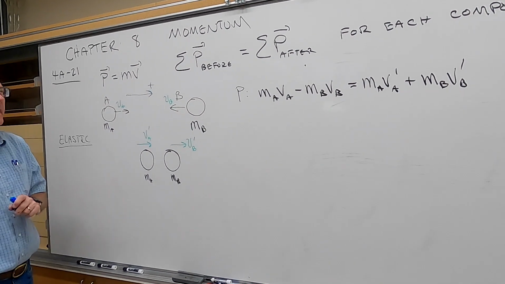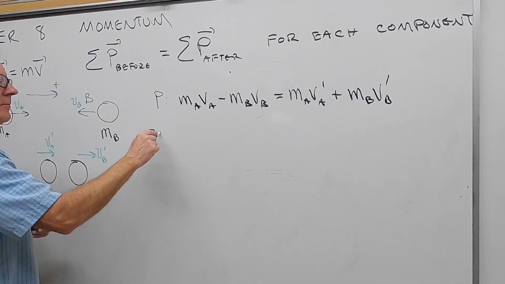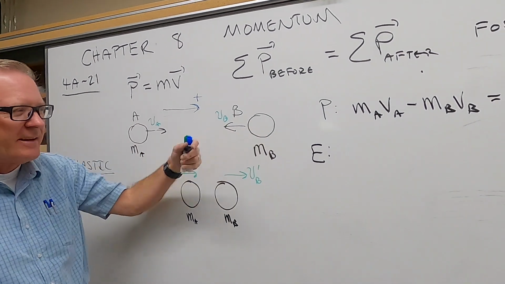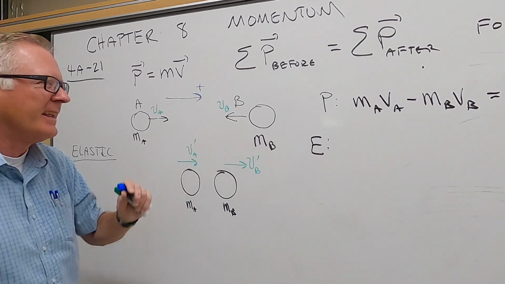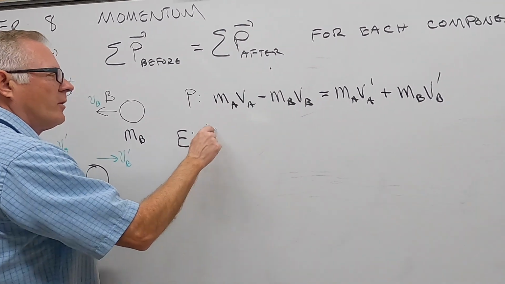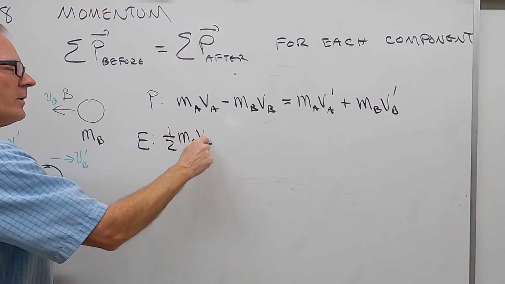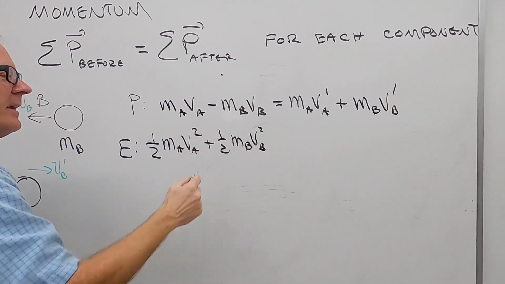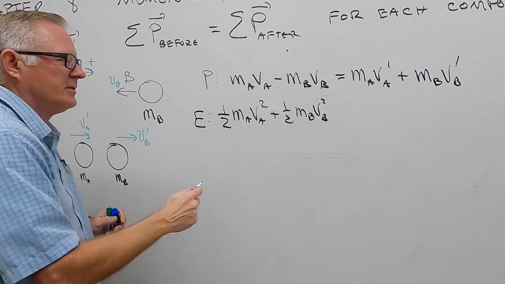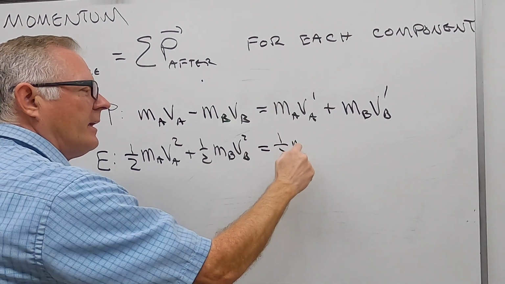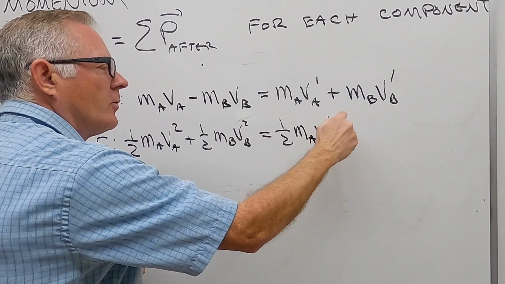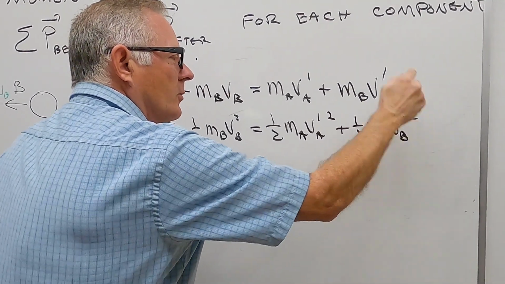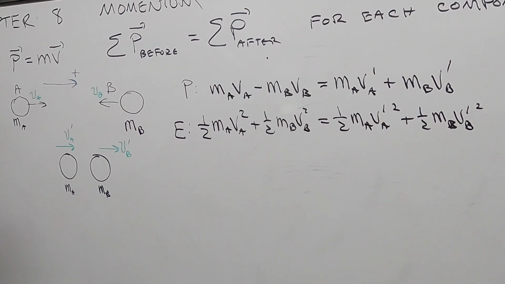Okay, now we can write out the energy equation. The energy equation is the kinetic energy of this plus that; you don't subtract them when they're going in opposite directions. Remember, kinetic energy is a scalar, so we just have 1/2 MA VA squared plus 1/2 MB VB squared, and that should equal the kinetic energy of the two afterwards: 1/2 MA VA prime squared plus 1/2 MB VB prime squared. Okay, so these would be your two equations.